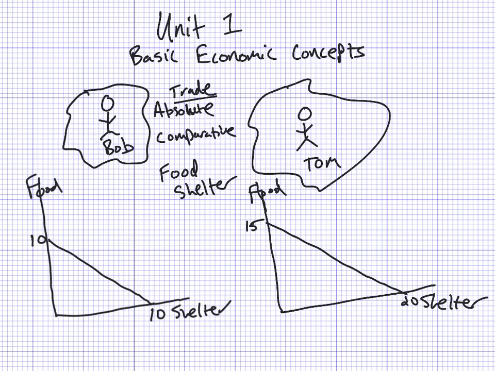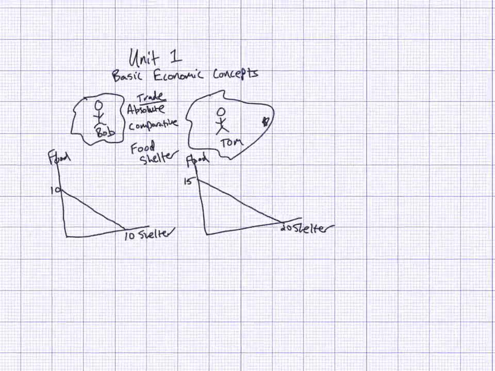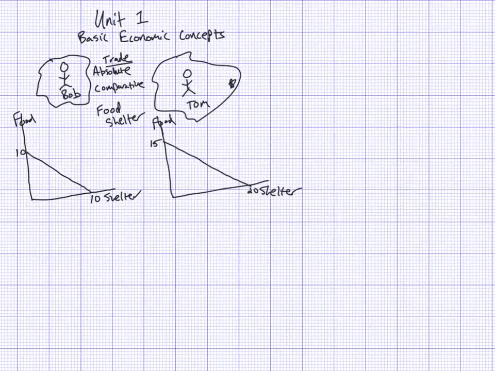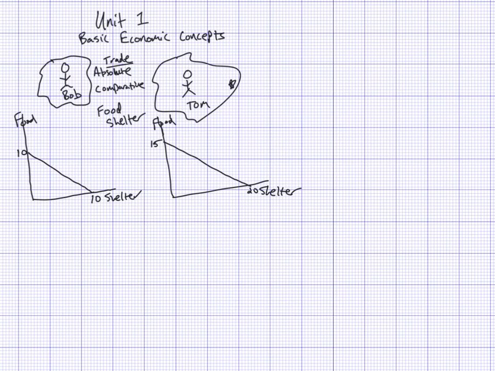So who should produce what? Should Tom produce everything himself and keep all of his food and his shelter on his own island? Would he be better off trading to Bob? Who should produce which of these two goods? And what would be okay for them to trade for? So we're going to examine these ideas. And one of the ways to do that is to try and show this in a simpler way to complete our analysis.